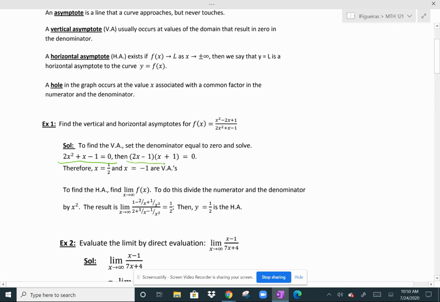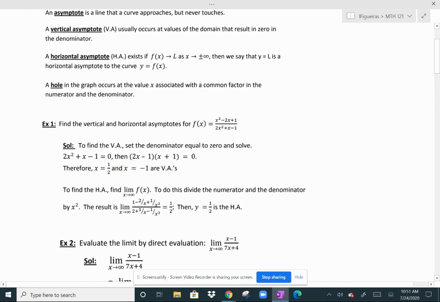It's factorable. It works out to be 2x minus 1 and x plus 1. And if you set each factor equal to 0, you get two solutions, but those solutions represent vertical asymptotes, which I am abbreviating as VAs. So I have a vertical asymptote at 1/2 and another one at -1.